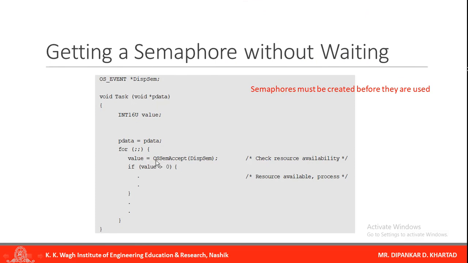Now we have called this function OSSemAccept. This is the returned value. If the value is 0, then there is no shared resource, and if the value is greater than 0, then resources are available.